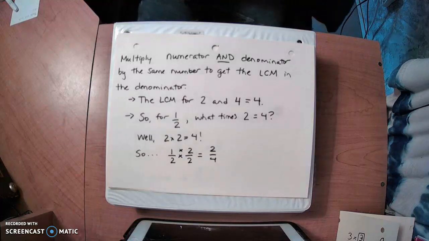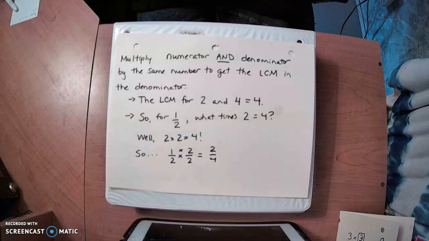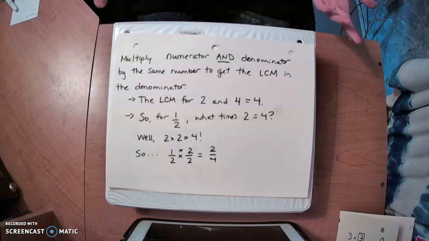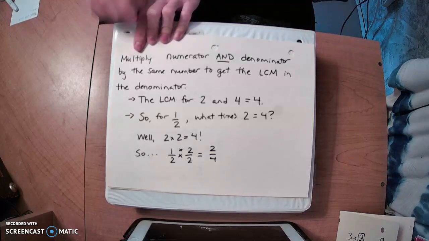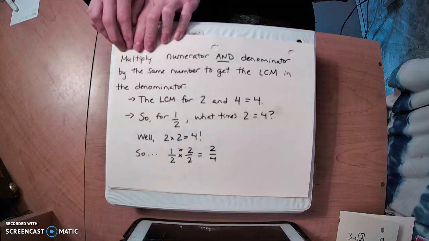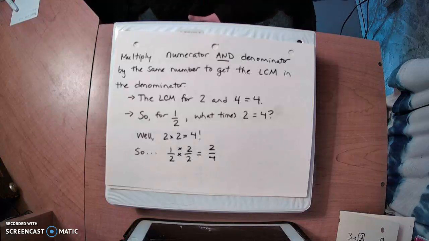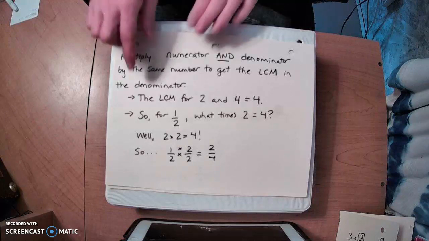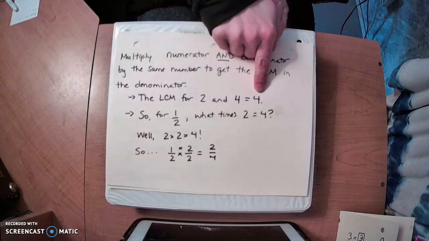Once we have our least common multiple, we know that that number is going to be the denominator of our answer. So we can go ahead and fill that in as the denominator of our answer. At this point, we're going to take the numerator and the denominator and multiply it by the same number that we would multiply to get that least common multiple. So in other words, the least common multiple for 2 and 4 equals 4.